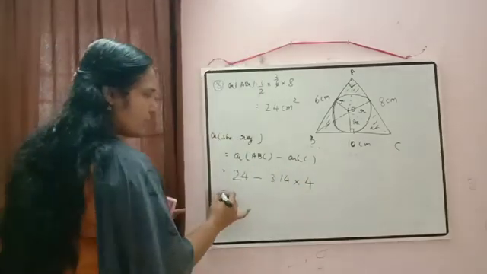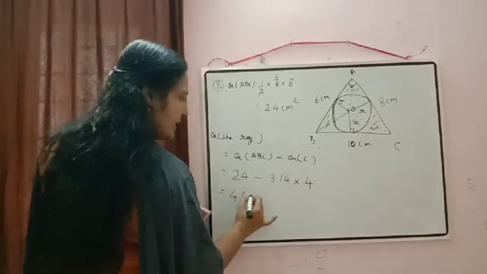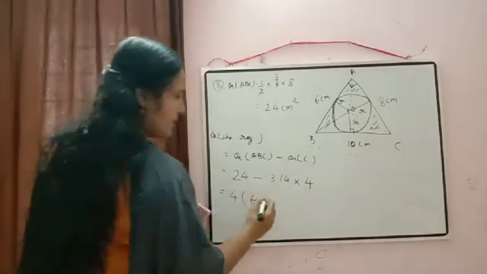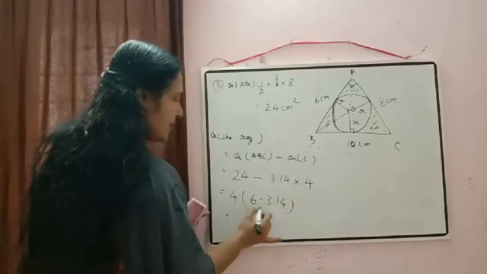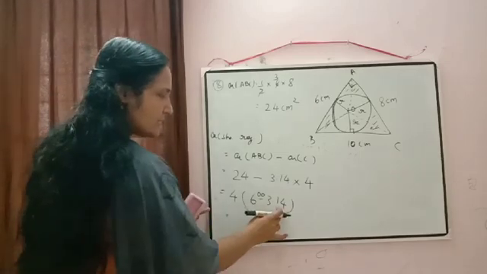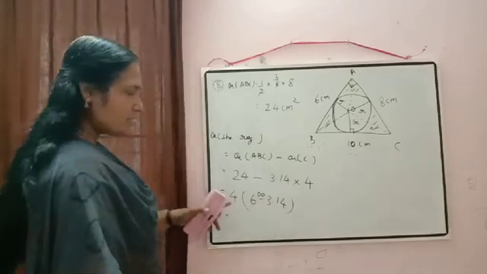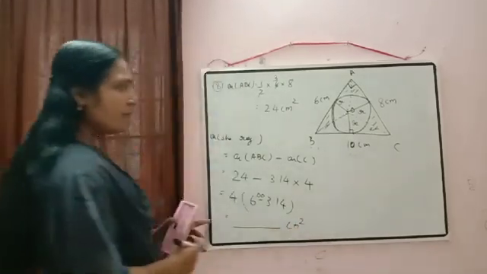Now to make your calculation easy, you can take 4 common. Okay. So what will remain inside the bracket? 6 minus 3.14. Now I think the remaining calculation, 6 can be written as 6.00. You can subtract and multiply the answer by 4. So you will get the area of the shaded region.